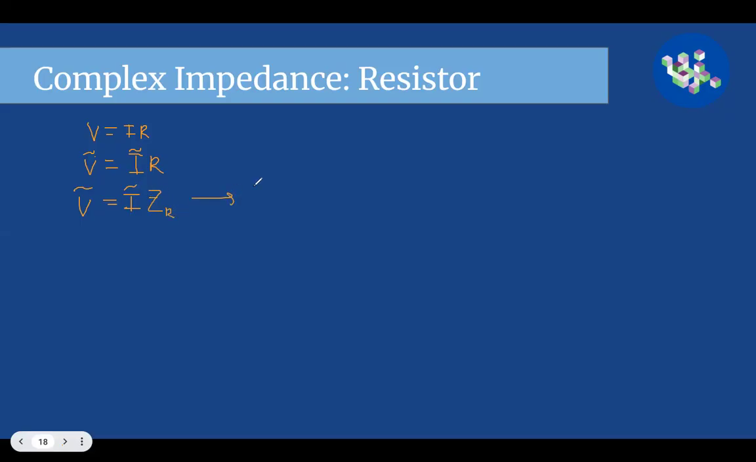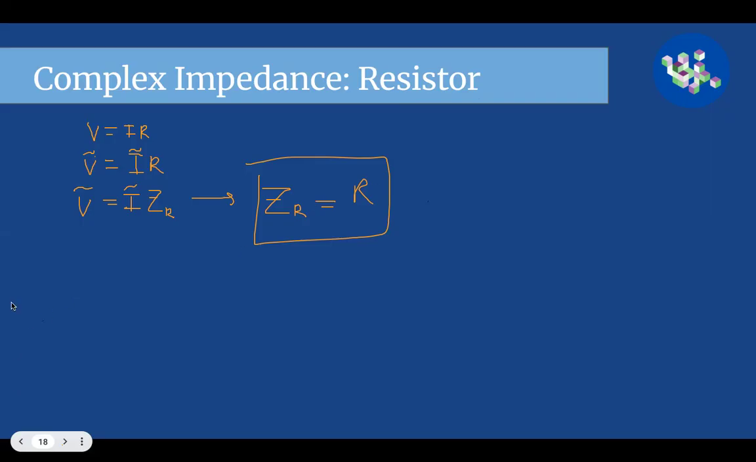And what does this mean? Well, this just means that the complex impedance of a resistor, Z_R, just equals the resistance. It's pretty simple. This is a really trivial case when we're looking at the complex impedance of a resistor. The complex impedance of the resistor is just the resistance.